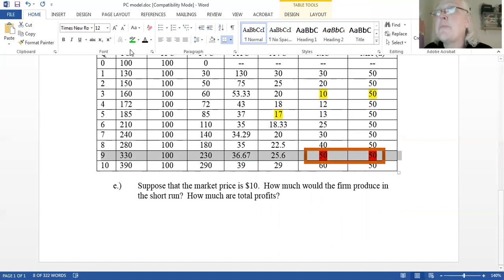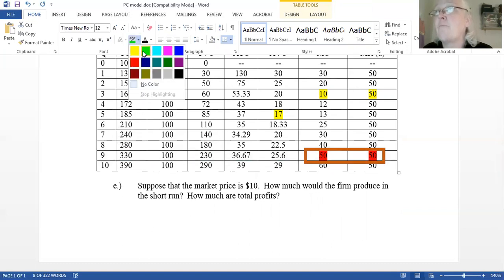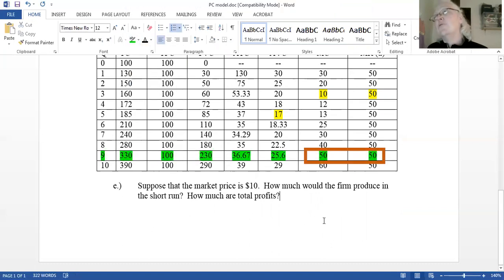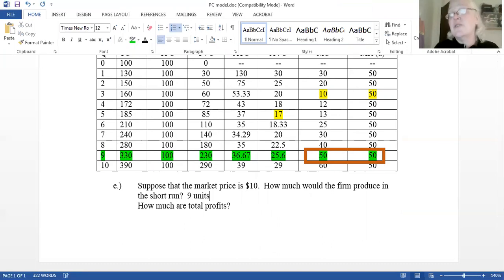So now it's this whole row, right? Now we've moved to a quantity of 9. So how much is the firm going to produce? In this case, in the short run, they're now going to choose 9 units because that's the level of quantity where MR equals MC. Okay, cool.